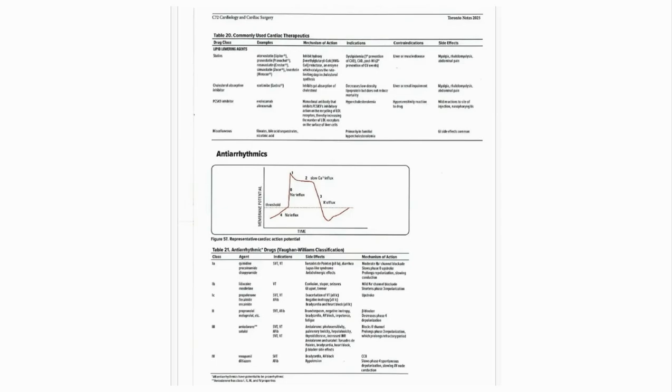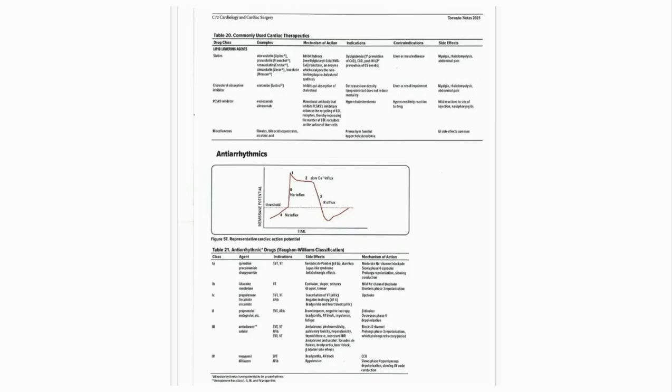Phase 3, repolarization. Phase 3 occurs due to potassium efflux. This returns the membrane potential back to its resting level. Class 3 antiarrhythmics prolong this phase by blocking potassium channels. Understanding these phases is essential because every antiarrhythmic drug alters one or more phases of the action potential.